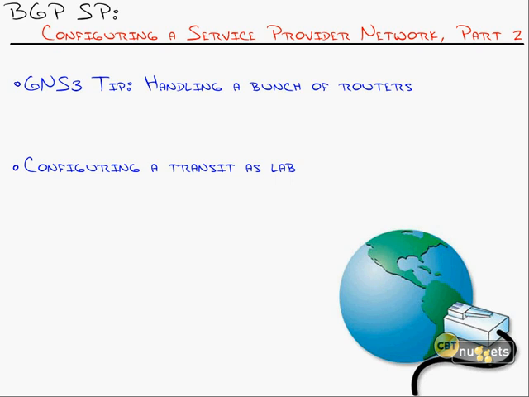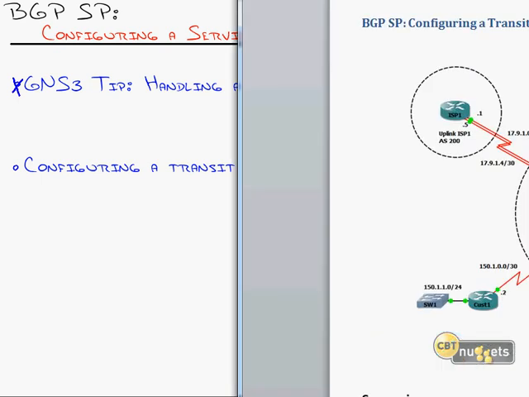But just to talk where we've been, last nugget we went through and did kind of an overview of service provider networks, data center, just getting in that mindset because again, it's such a shift from the enterprise customer. Also went through the GNS3 tip, handling a bunch of routers, so I'll just cross that guy off, which was how to tweak GNS3 so you can actually run this without it blowing up Dynamips. So now let's get into configuring a transit autonomous system lab.